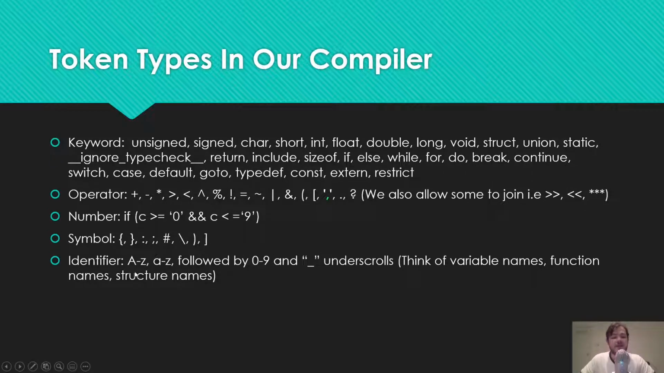An identifier is a capital A to a capital Z, a lowercase a to a lowercase z, followed by 0 to 9 and underscores. These are the simple rules for variable names, function names, and structure names. Anything that is not a keyword and follows these rules is an identifier. Obviously if we type char, it can't be an identifier because that's a known keyword. The keyword takes priority, and if it's not a keyword, it's an identifier. So that explains lexical analysis.